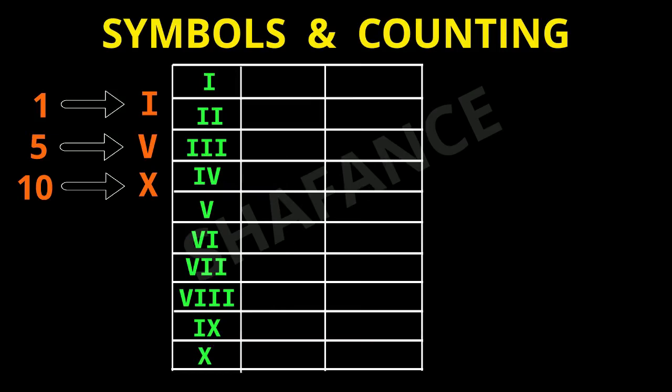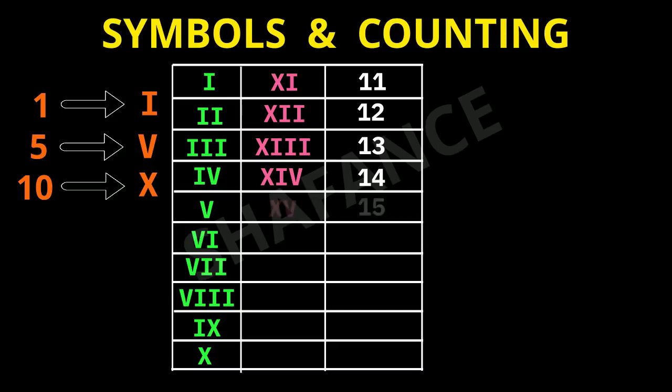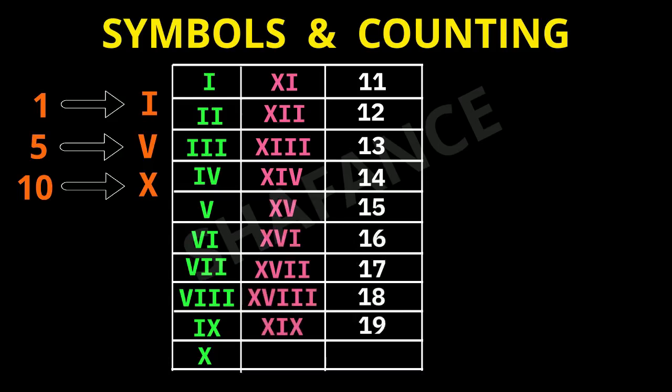Now 11 is represented by a symbol of 10 and symbol of 1. We write the symbol of 1 on the right hand side of symbol of 10. So in this way 11 is written in Roman numerals. And similarly for writing 12, we write symbol of 10 and 2. Similarly 13 comes, and then 14, 15, 16, 17, 18, 19, and for writing symbol of 20, we write 2 symbols of 10.